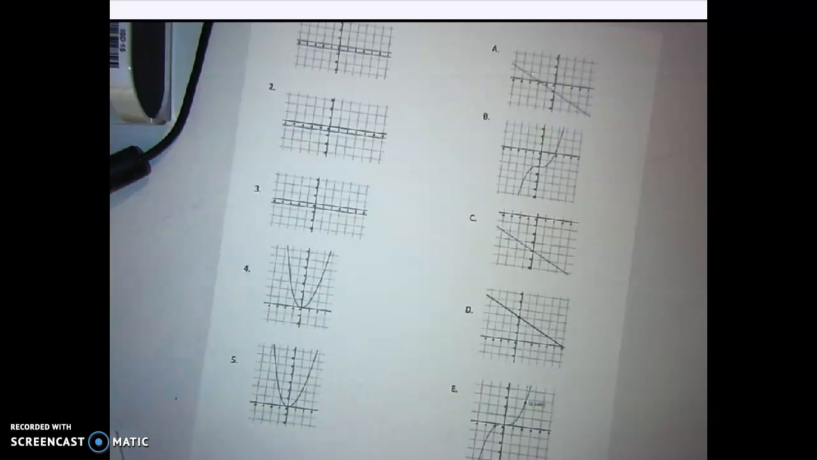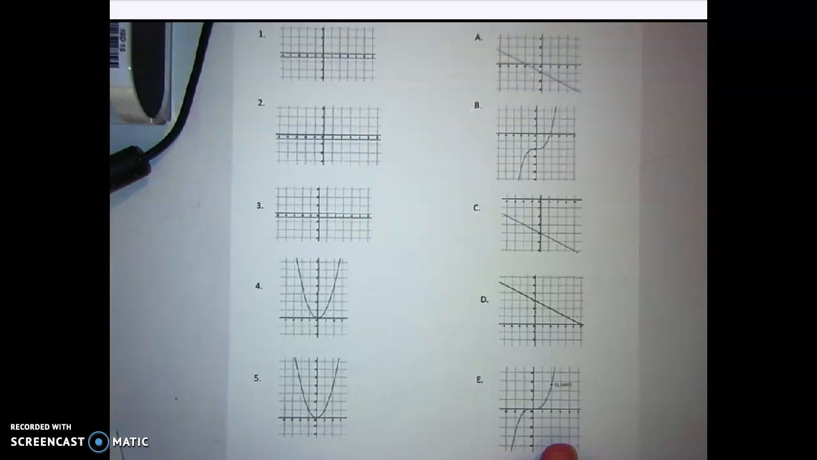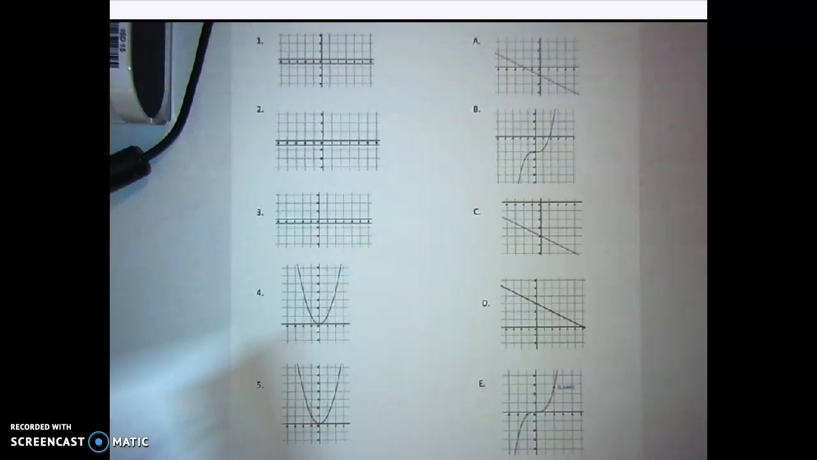So I want you to go ahead and pause the video. If you need to, you can pause it on this page so you can see all the graphs. Otherwise, if you've printed it out, I'd like you to record your answers here on the first page for number 2. So go ahead and pause the video and see if you can match up those graphs.